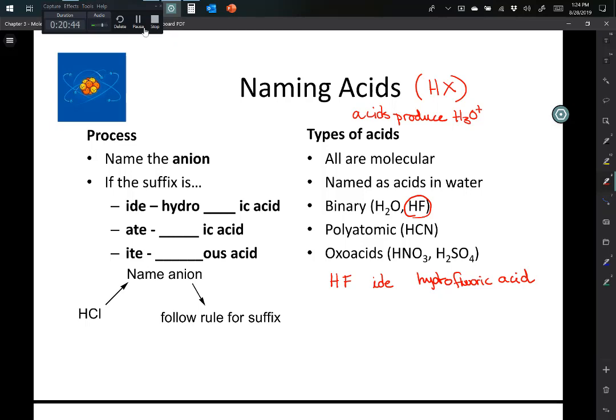Oh, how did I know this? Because I looked at that and thought about what ion it makes. Fluoride. Well, what if it's fluorine? What ion does it make? It makes fluoride. Let me back up for a second. Fluorine makes what ion? F minus, right?